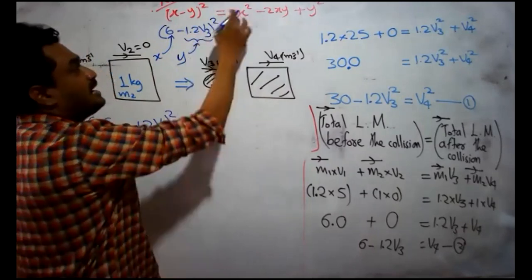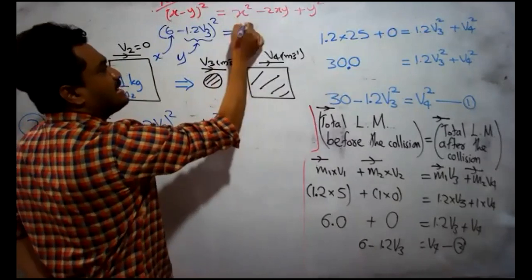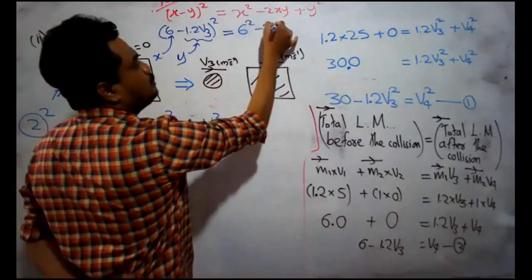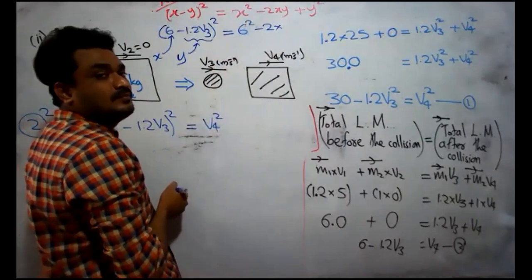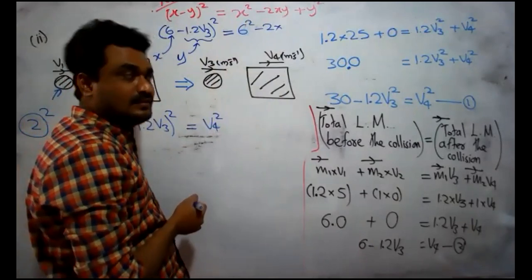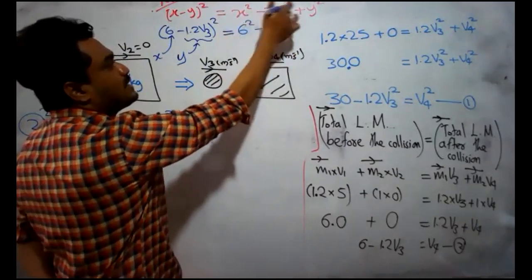36 minus. Yeah, x square, 6 square. So 6 square is 36, but let's write it as 6 square minus 2. Next term, 2xy. What is x here?